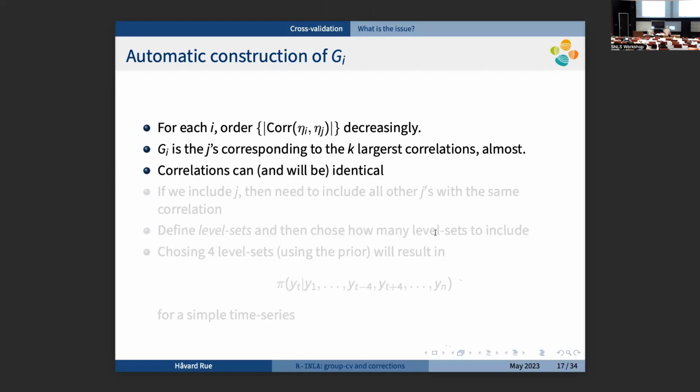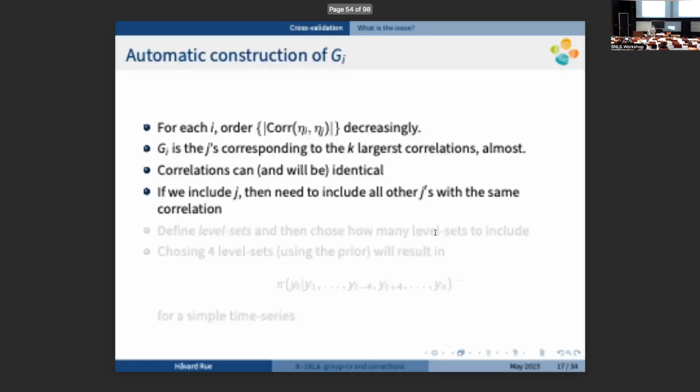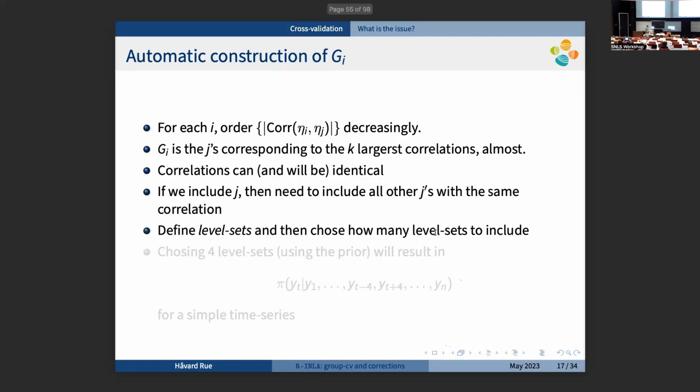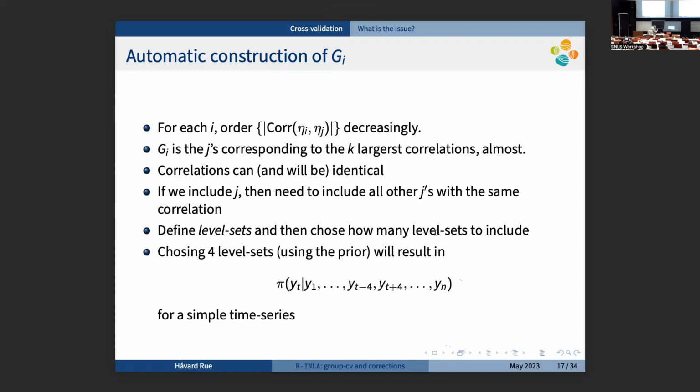Okay. So as soon as you take one kid out of school from that class, you have to take the whole class out. So it means that we're talking more about level sets and how many level sets we should exclude. If you're using 4, and in the time series example, we say that if I'm here, the closest correlation is the next one, but also the previous one. Okay, so they will have the same correlation.